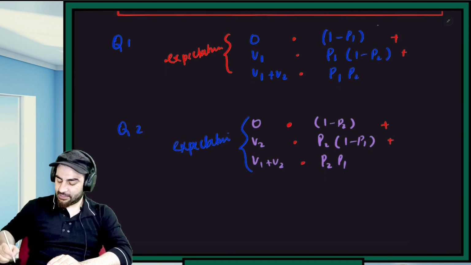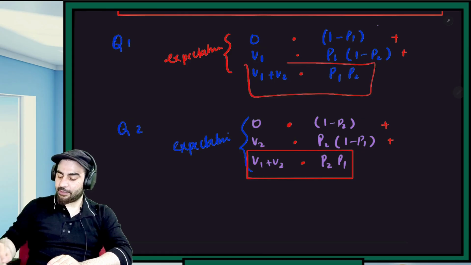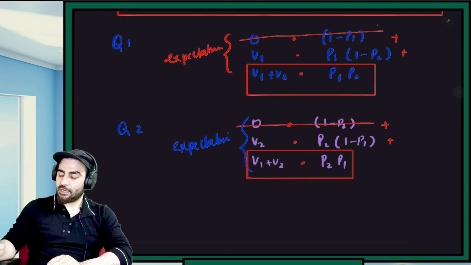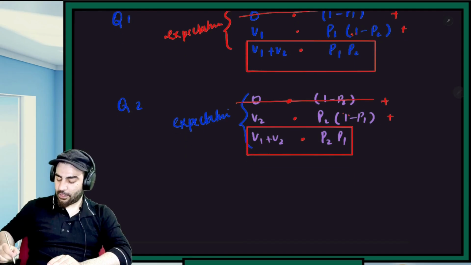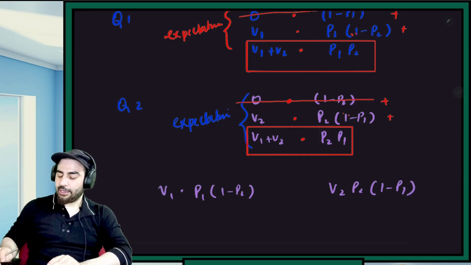Now you can see this term over here, which I'll enclose in a red box, and this term are exactly similar. And this is 0. So I can cross off these two things. Now the deciding factor is these two things. In the first we have V1 multiplied by P1 into 1 minus P2, and in the other we have V2, P2, 1 minus P1. Now these are the deciding things.